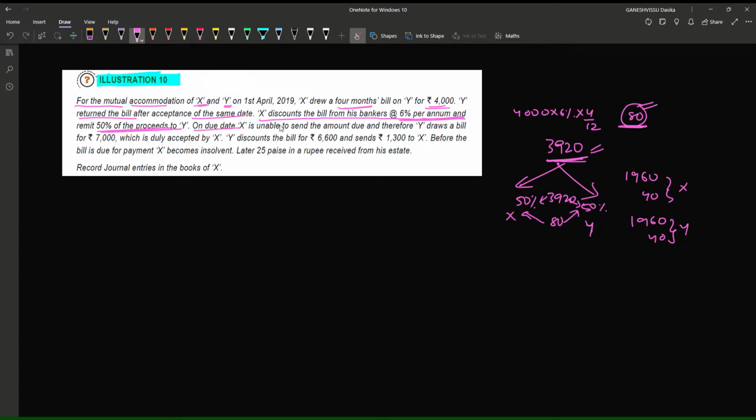On the due date, X is unable to send the amount due, and therefore Y draws a bill of rupees 7000. No problem. What has X to do on the due date? X has to pay 2000 rupees to Y. Why? Because for raising their capital funds, X drew a bill of exchange on Y and discounted it with the bank. X has given 50% immediately, but the remaining 50% which he has to give to Y, he has not provided.